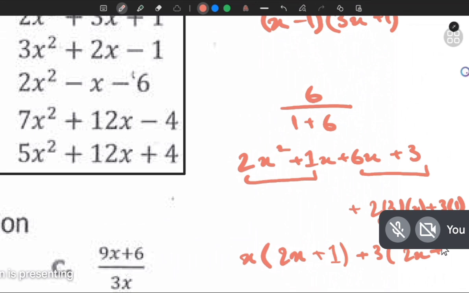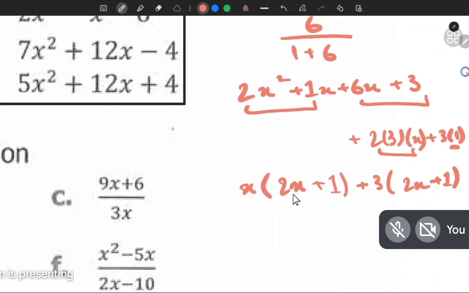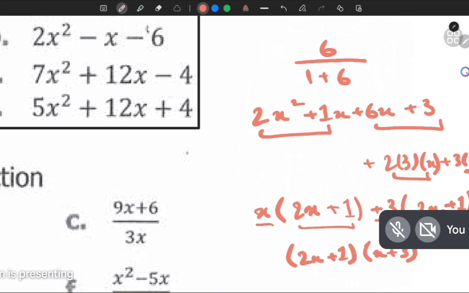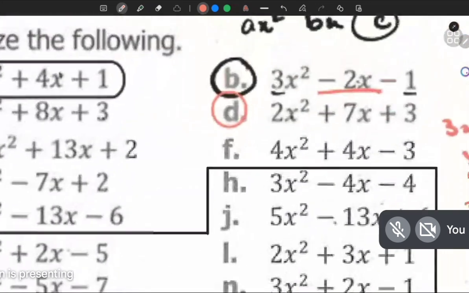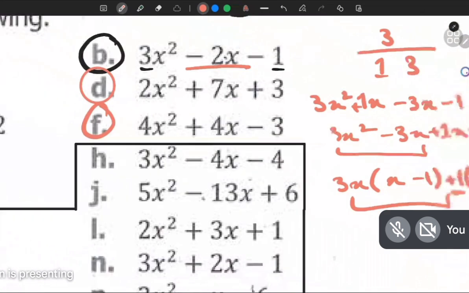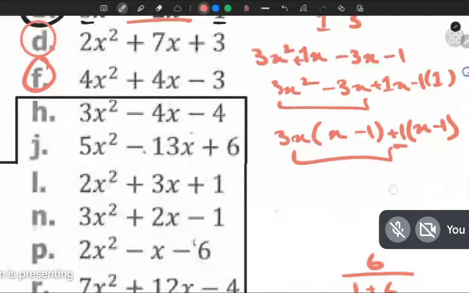1, right. So 2x plus 1 is common in both, so what's left behind? X plus 3. Yep, x plus 3, right? So you've got 2x plus 1, x plus 3. That's your answer. I want you to try F on your own.